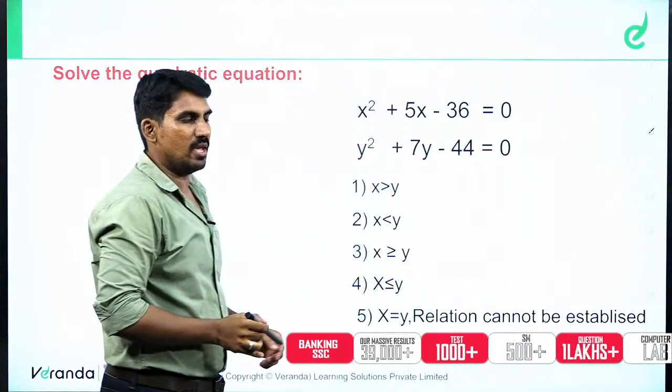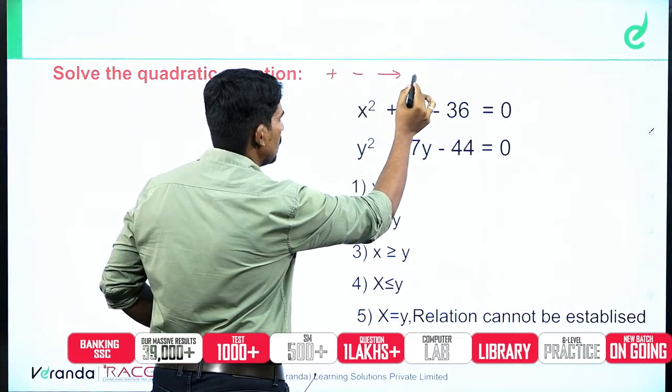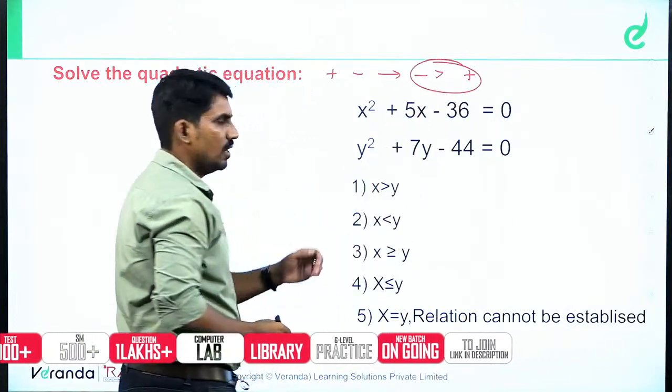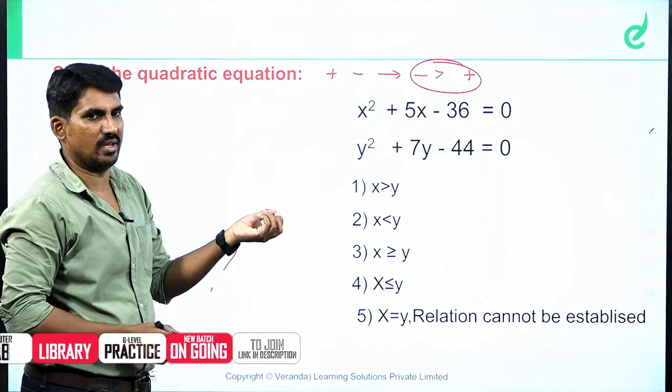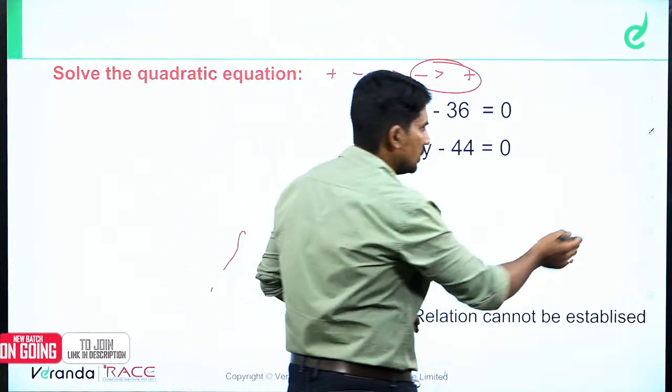Now, see, B symbol is what? Plus, and c is minus. Therefore, roots are what? Minus plus, means one root negative, one positive. Roots are minus plus means higher number minus, smaller number plus, right?